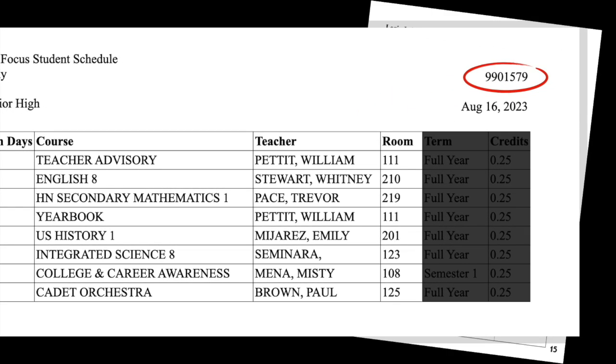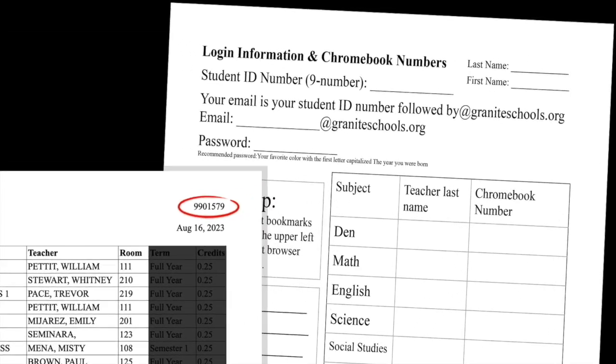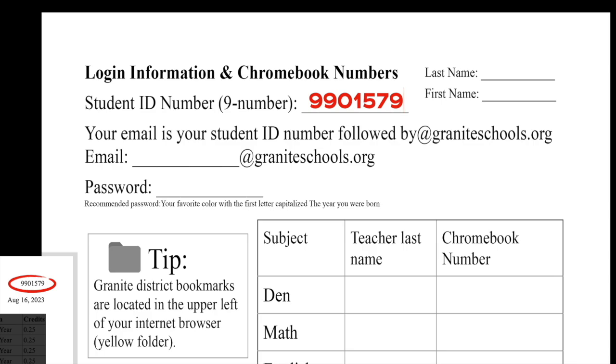And remember that number we had you circle earlier at the top right? You're going to need that number. It starts with a 9 or a 4 and is your student ID number. Go ahead and write it in. Now what's nice is it's also your email address. So go ahead and put that number in one more time. This will make it easy to send messages to your teacher via email.